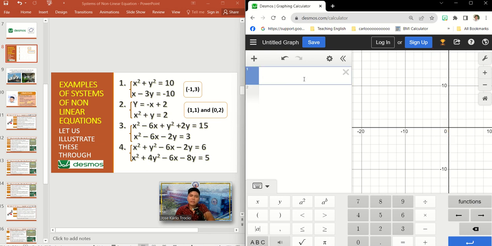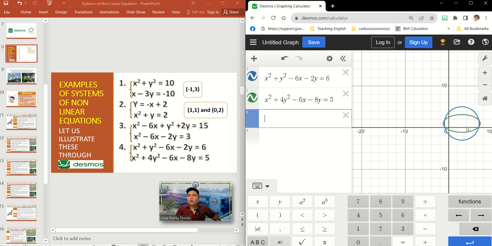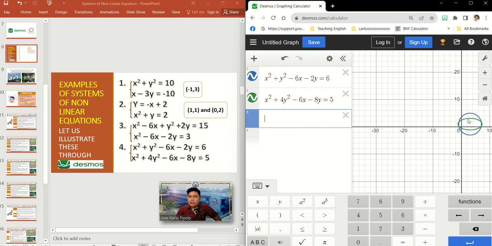And the last one, just to master this thing, you have x squared plus y squared minus 6x minus 2y equals 6. It is a circle, and the last one is x squared plus 4y squared minus 6x minus 8y equals 5. Okay, so it is a graph of a circle and an ellipse.